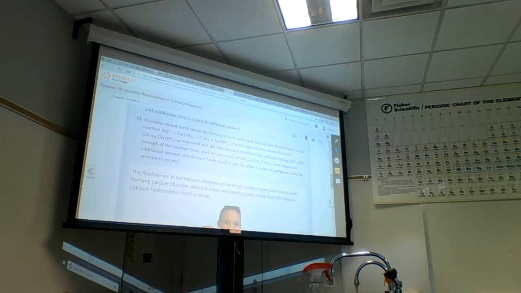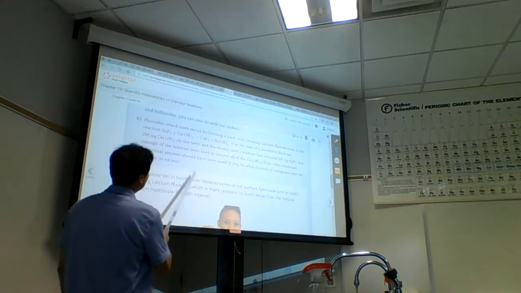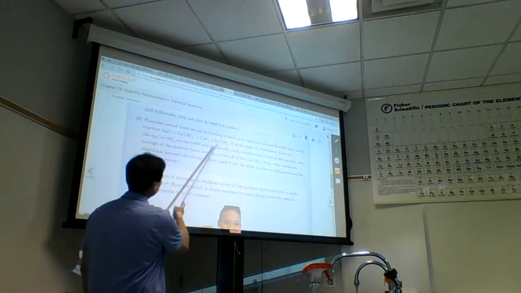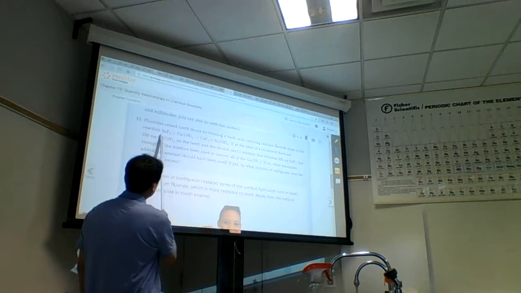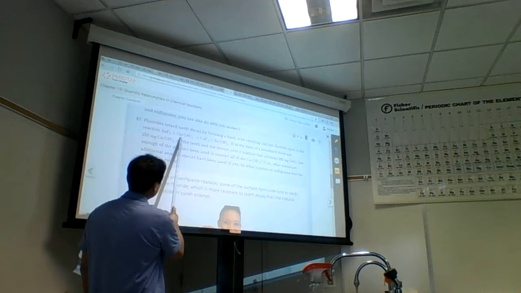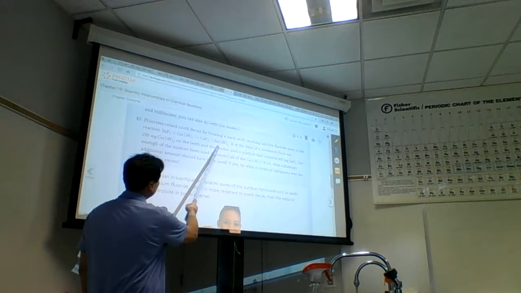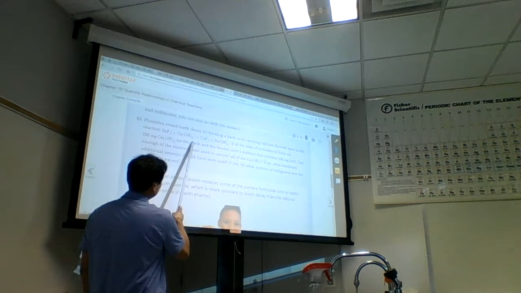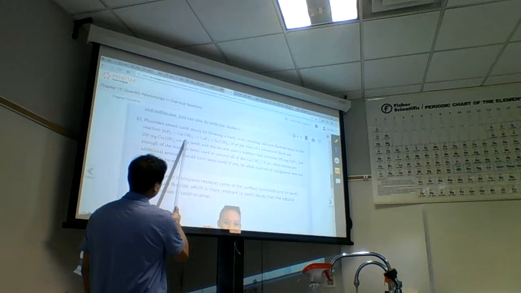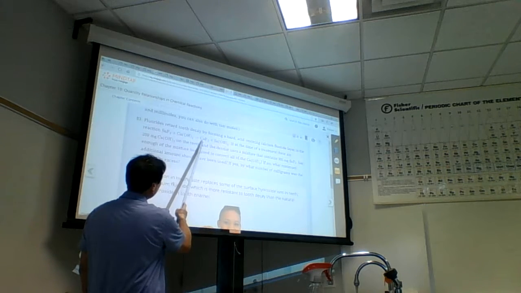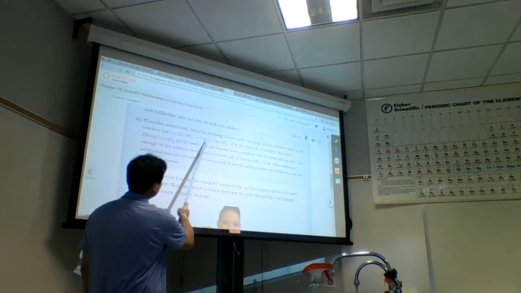Let's do number 33 now. Fluorides retard tooth decay by forming a hard acid-resistant calcium fluoride layer. We've got tin 2 fluoride plus calcium hydroxide yields calcium fluoride plus tin 2 hydroxide. What kind of reaction is this? Yeah, double replacement. Driving force would be precipitation of calcium fluoride.